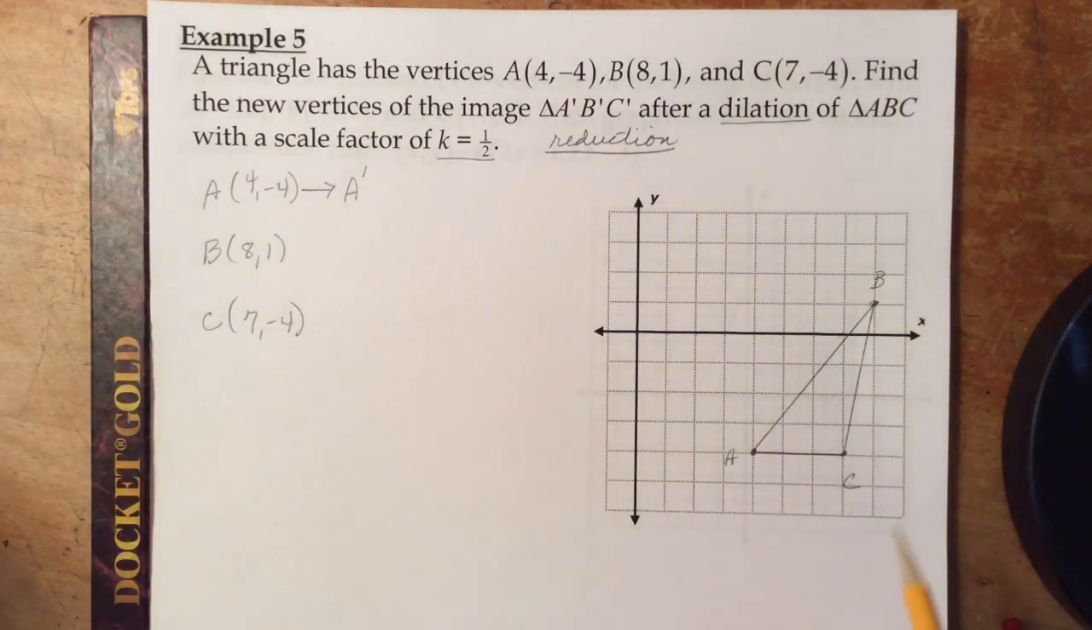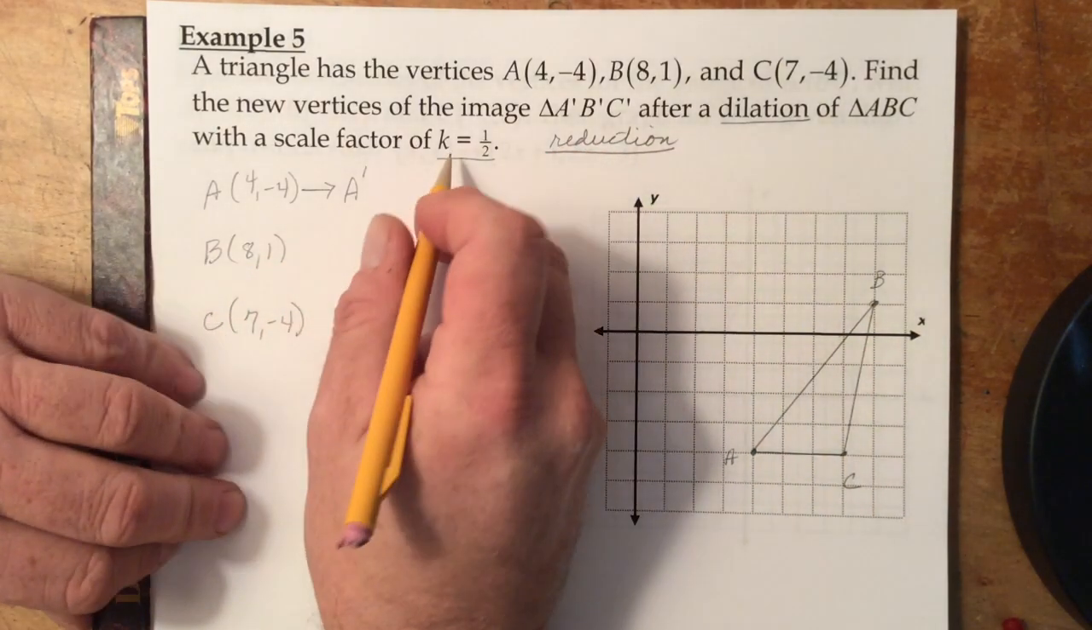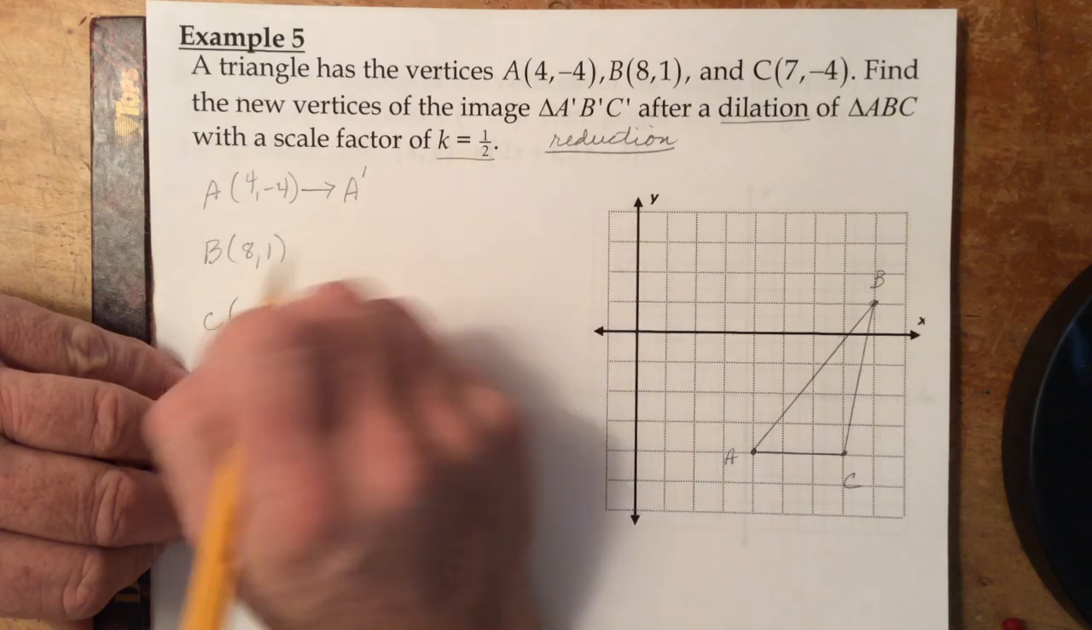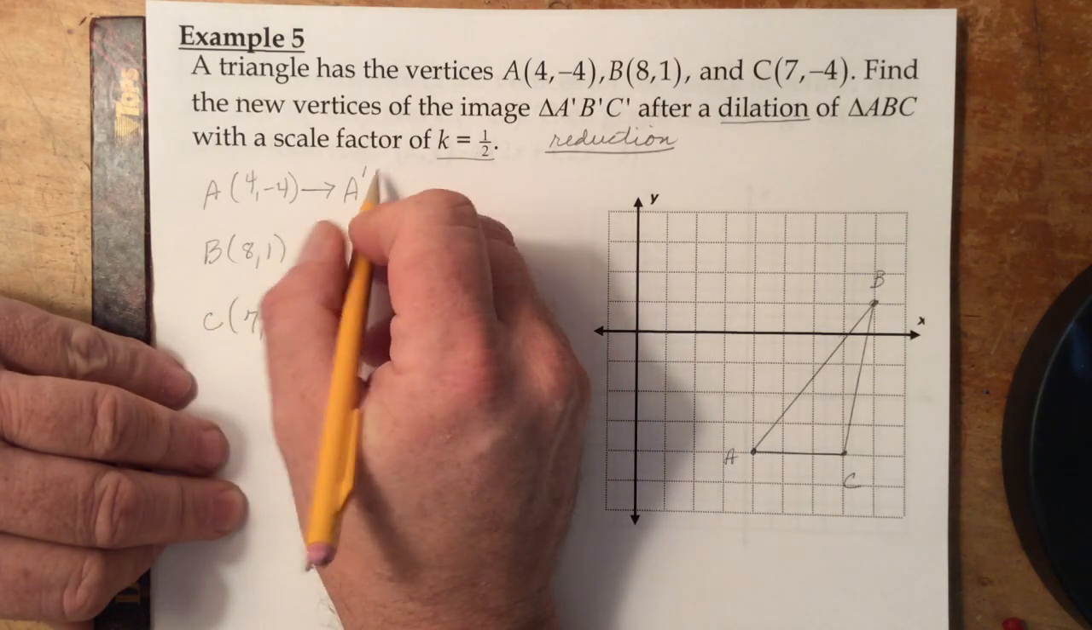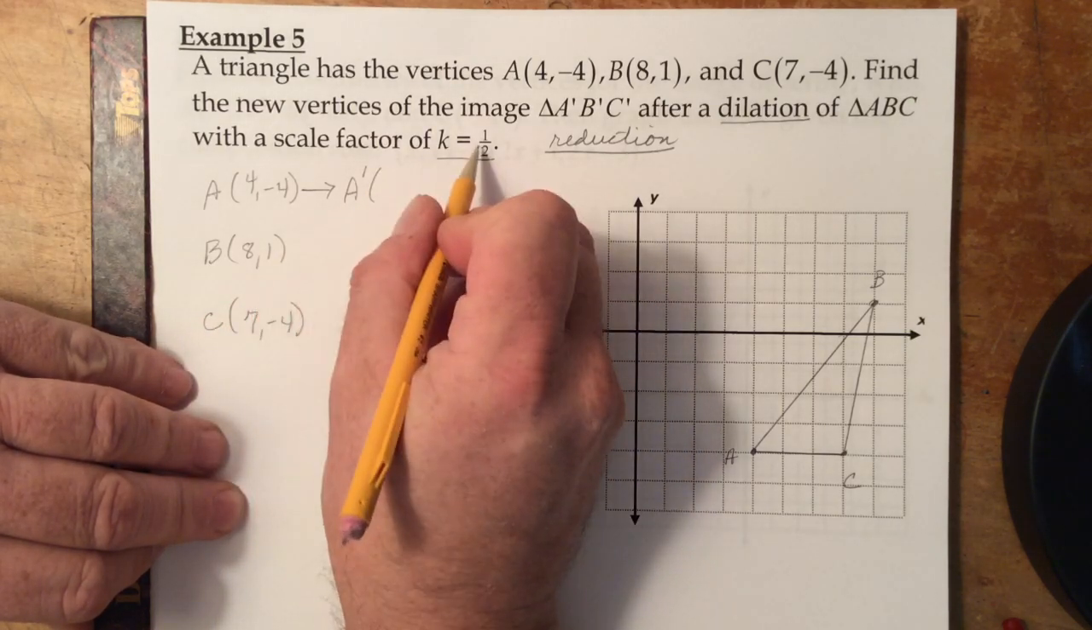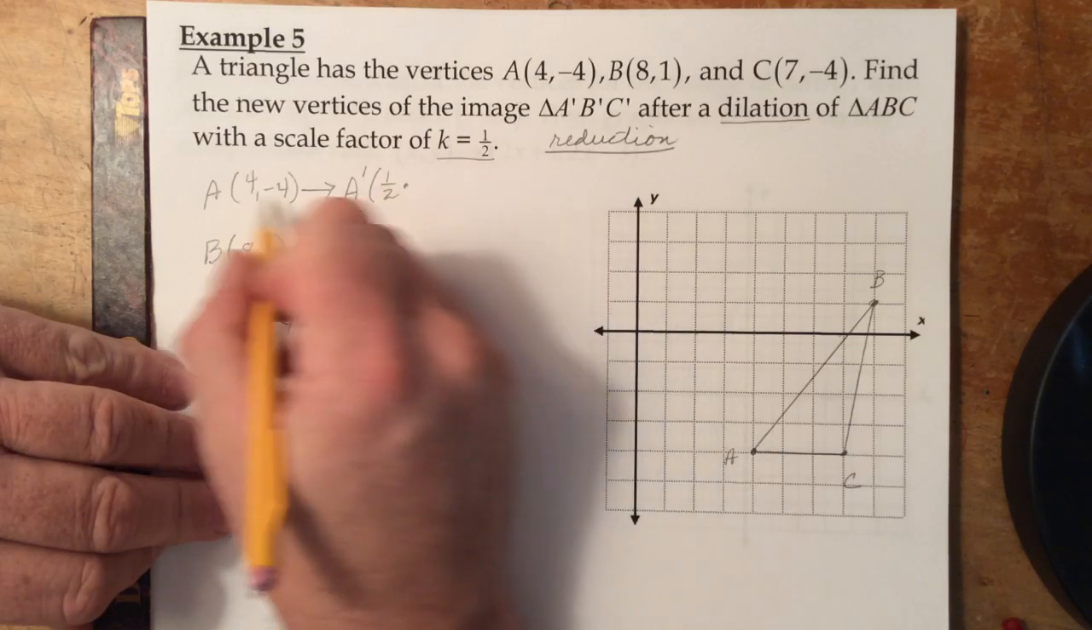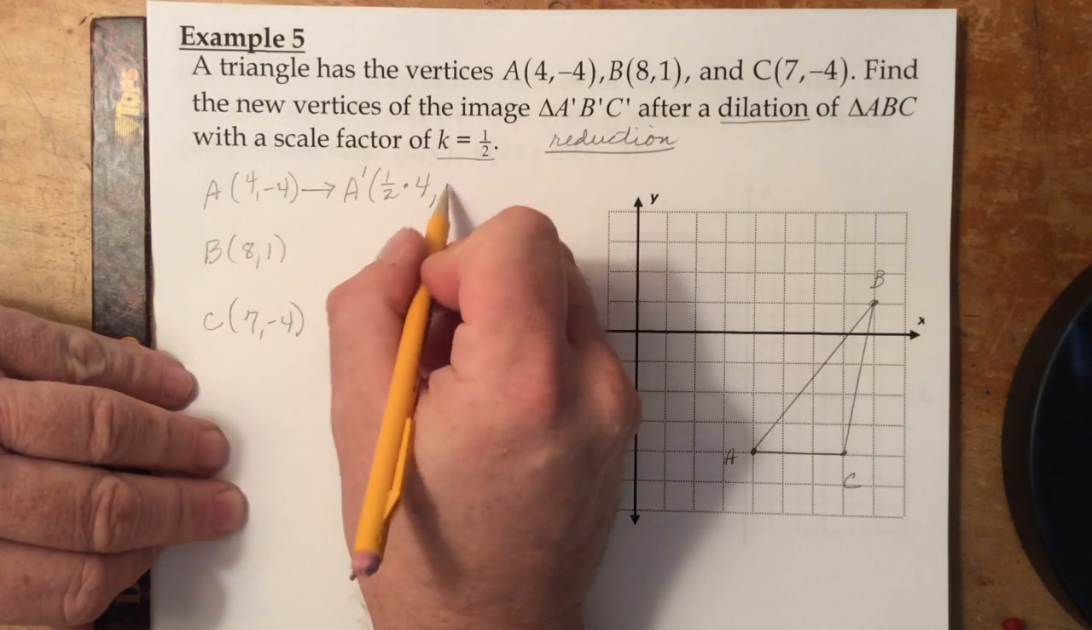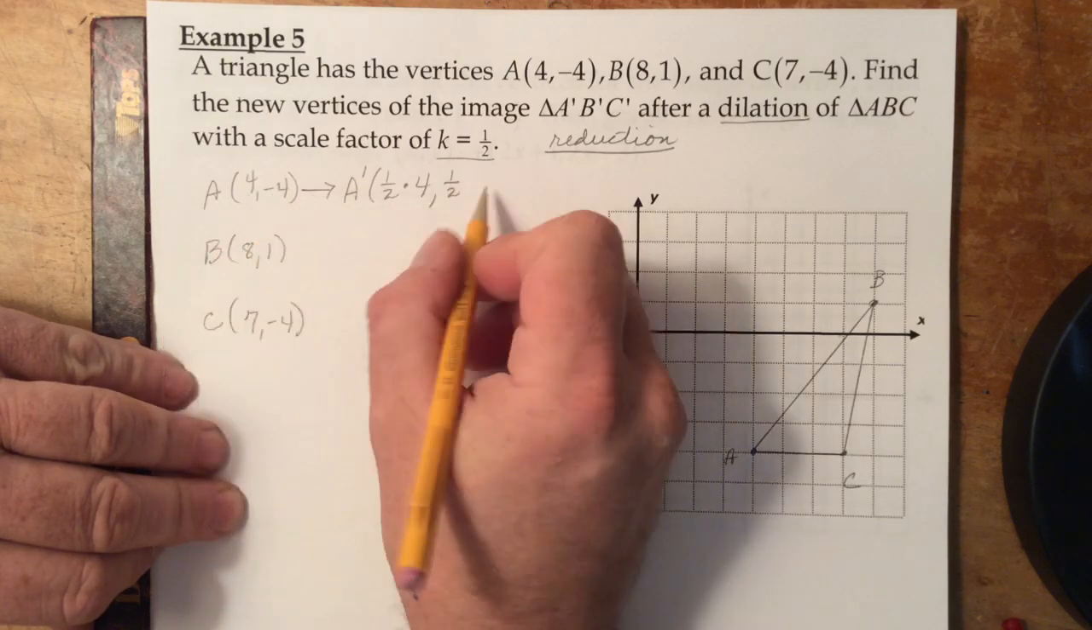Obtuse angle C there. Okay, performing the dilation, we use K as 1/2. Remember, K is multiplied with both coordinates of each vertex, so we have 1/2, or K, times the x-coordinate 4, comma, 1/2 K, times -4.